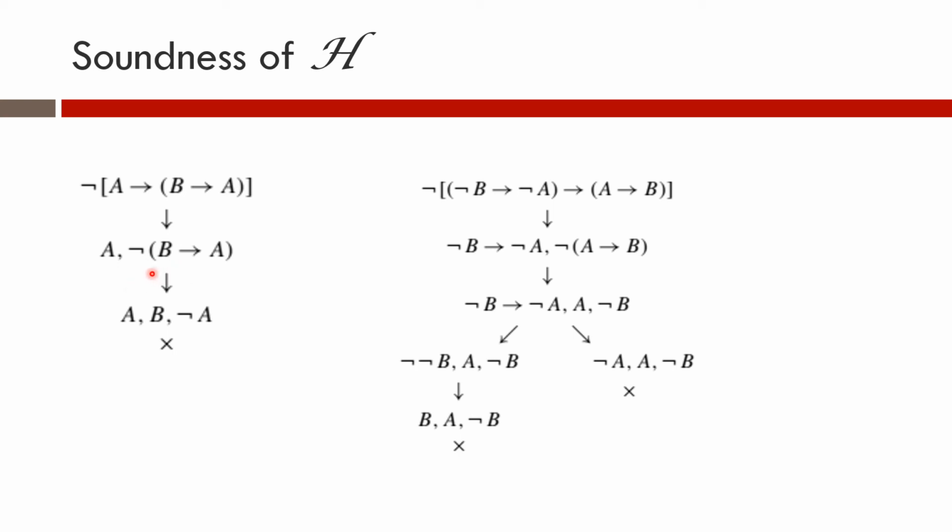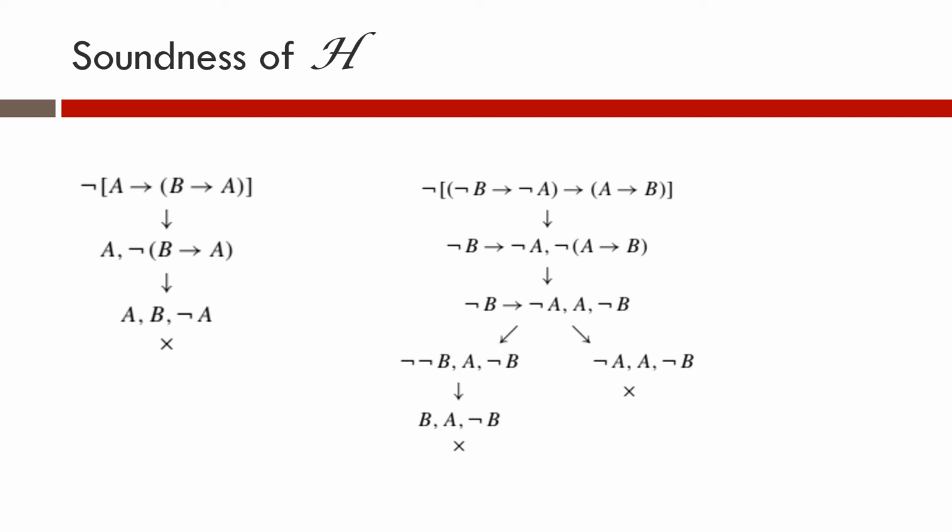Negation of (B implies A) again is an alpha formula. So that node will have just one child, which is labeled with B comma negation A. So here we have A and negation A, which are complementary literals. So this tableau is closed. Since this tableau is closed, this formula, negation of A implies (B implies A), is not satisfiable, which means that the formula A implies (B implies A) is a valid formula.